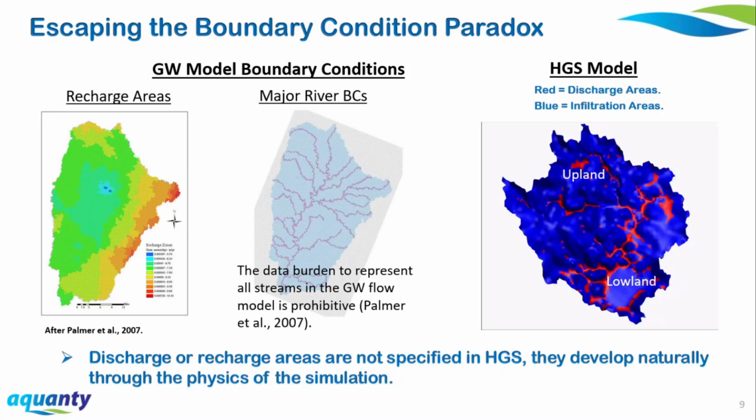What's useful to take away from this is that they're not defined a priori. The recharge areas and discharge areas are not input into the model. They develop naturally from the model output. So this has a lot of power for prediction of things like wetland occurrence and the presence of rivers and lakes, with direct implications on flow.